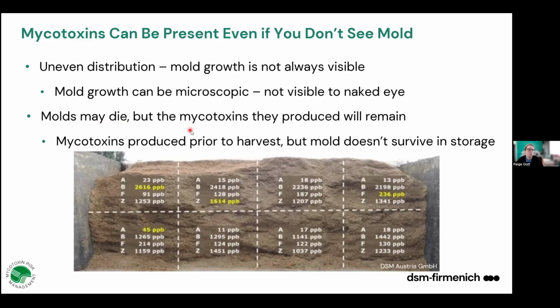And again, as I mentioned, a lot of those field associated molds aren't well adapted to survive in storage. So they'll likely die off and not be growing in your silage or your grain once you go to feed it out. But the toxins that were produced in the field will still be there. So there is still a risk, even if you don't see visible mold growth. The challenge with mycotoxins is the presence of mold doesn't always mean that there are toxins, and the lack of mold doesn't mean that there aren't toxins. So you really need to test to understand what's there.